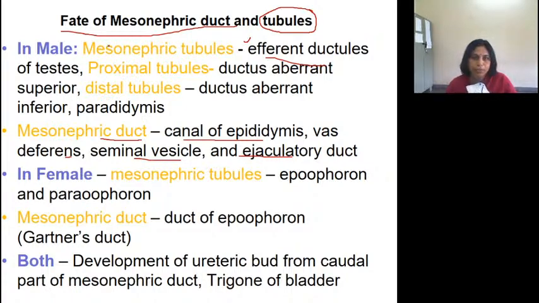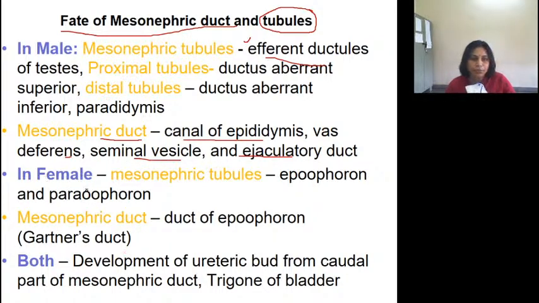This mesonephric duct will be present on either side of the midline, and finally it opens into the urogenital sinus. The posterior part of the urogenital sinus traverses through the urorectal septum. Here, the remnants of the mesonephric tubules we just discussed, and the mesonephric duct, in the males will give rise to the collecting part of the male reproductive system, that is the canal of epididymis, vas deferens, seminal vesicle, and the ejaculatory duct.